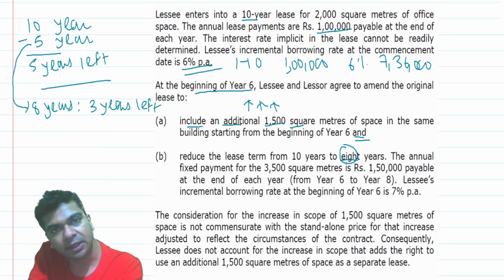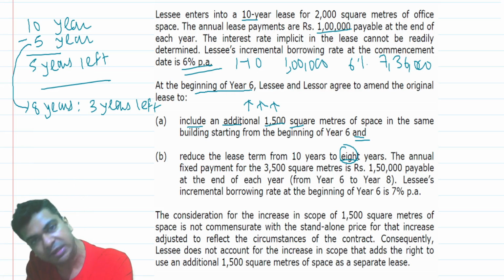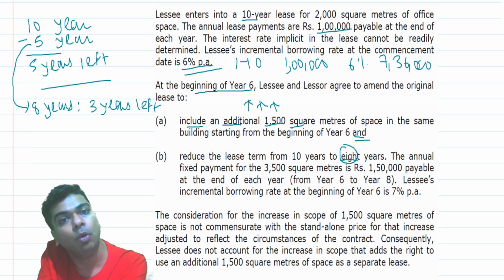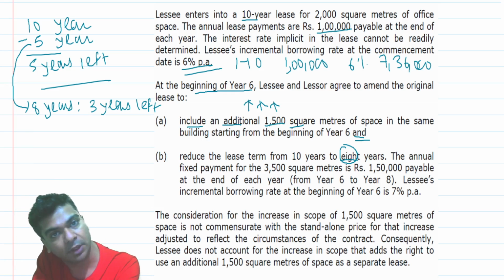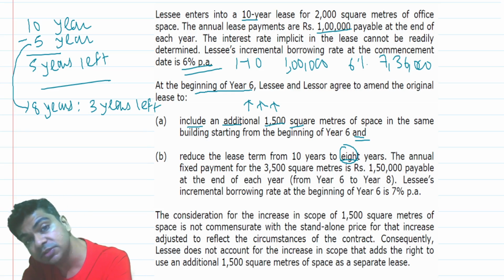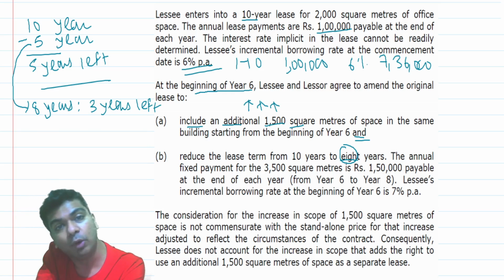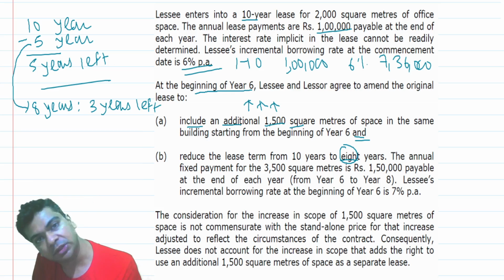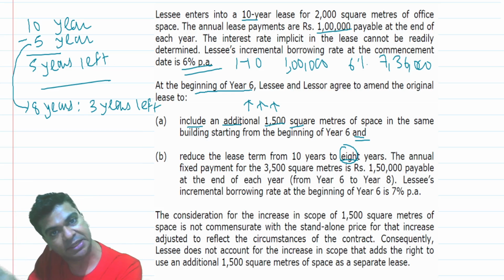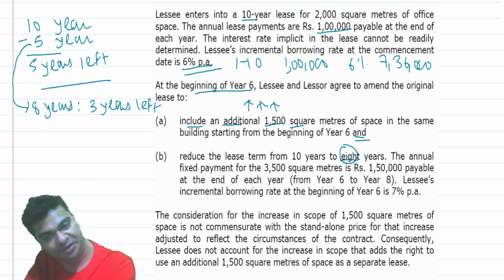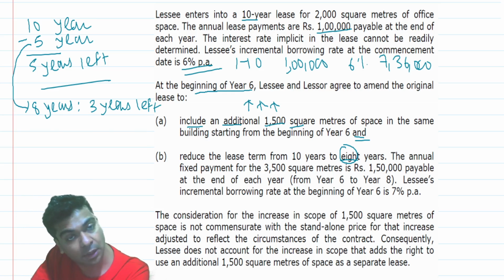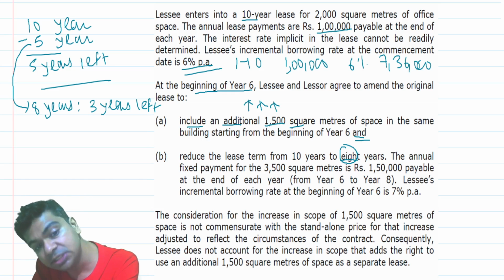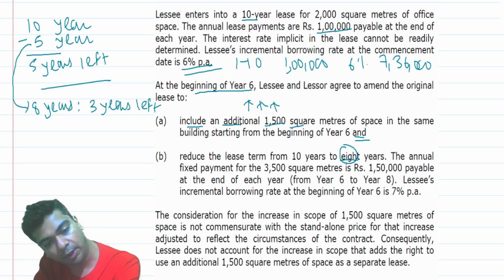Original lease term is 10 years. 5 years have already got completed. That means as far as the original lease is considered, 5 years are left. Now we are saying that no, originally it was 10, but from original 10 I want to make it as 8. Out of 8, 5 years have already got completed. That means the revised lease term is 3 years. So we are doing two things simultaneously. The first thing is we are increasing the scope by adding 1500 square meters of additional space, and we are reducing the lease term from 10 years to 8 years.